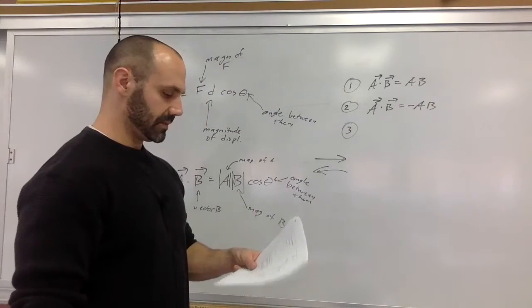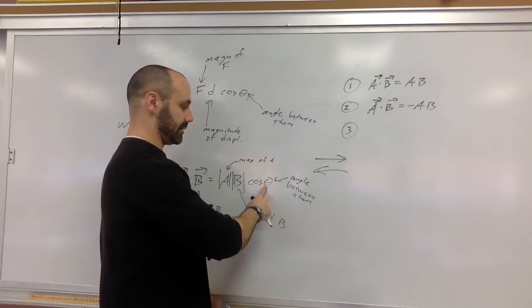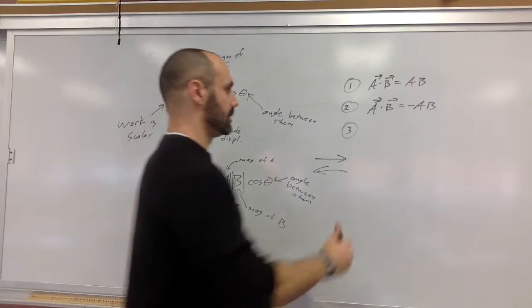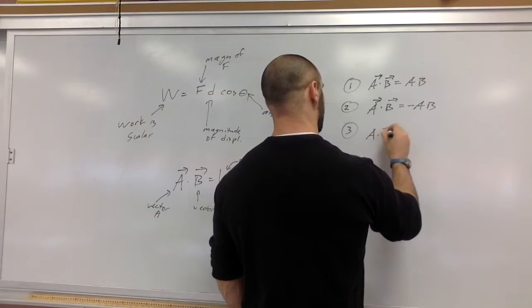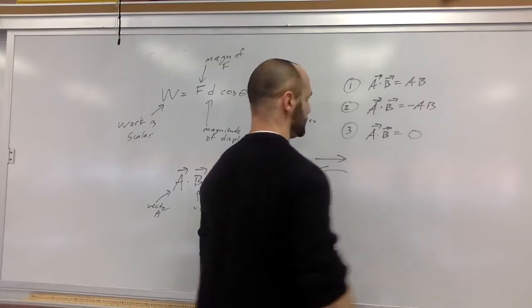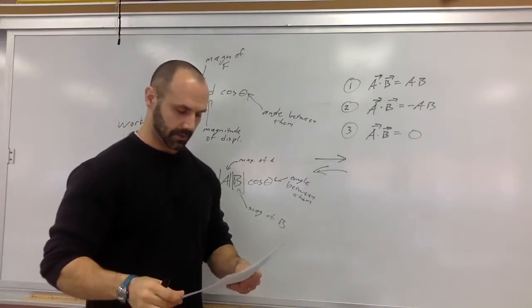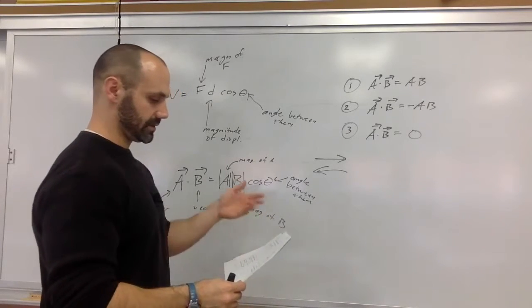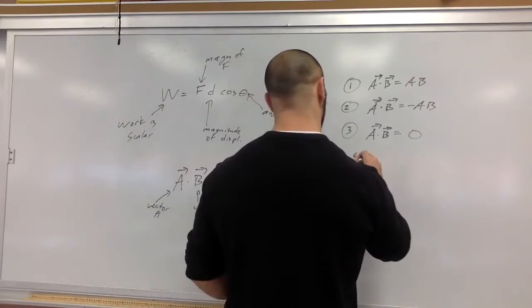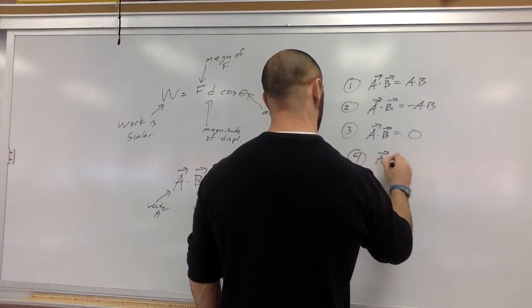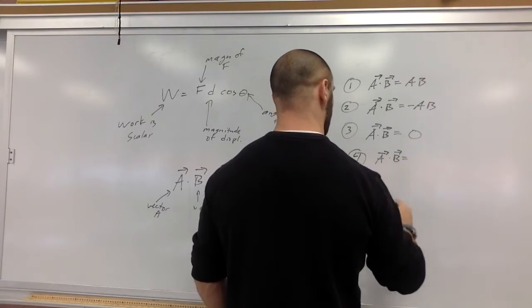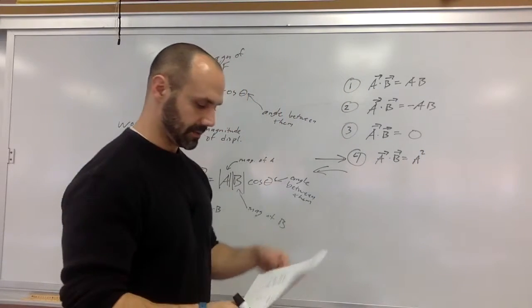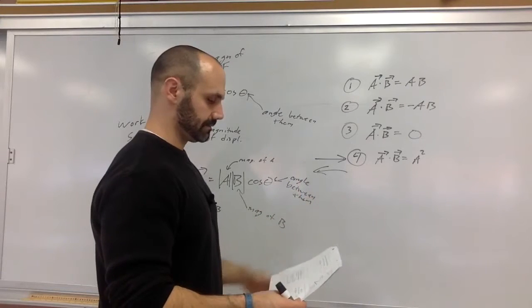And then what if the vectors are perpendicular? If they're perpendicular, that this is 90 degrees, and if this is 90 degrees, then cosine of 90 is 0. And so in that case, if they're perpendicular to each other, their dot product is 0. Okay. What if the vectors are equal? Well, if the vectors are equal, so now we're on to number 4, then A dot B would be like A squared, if they happen to be in the same direction.